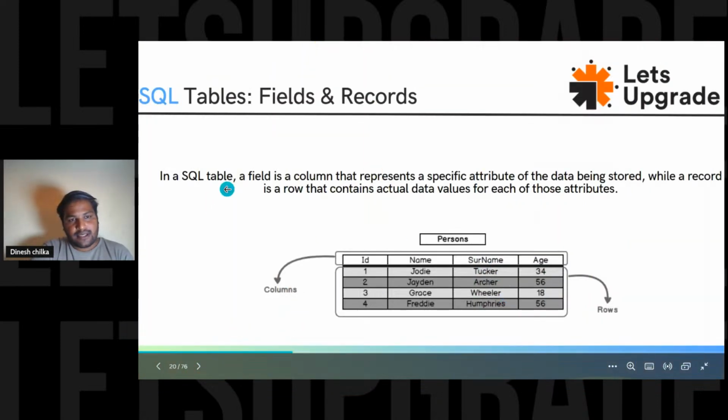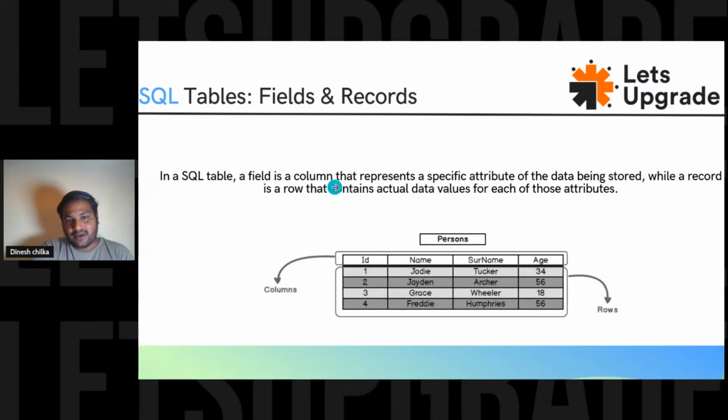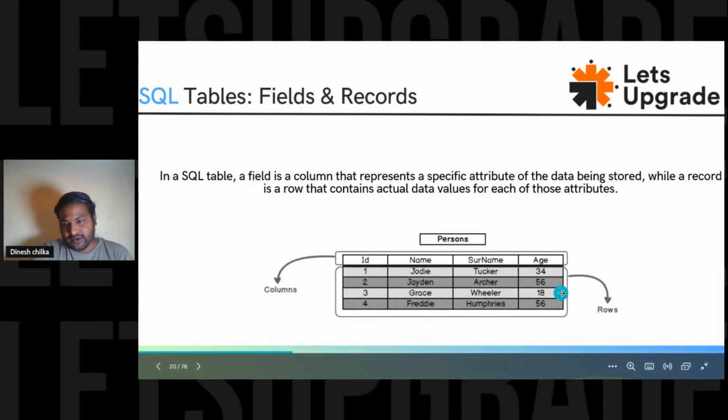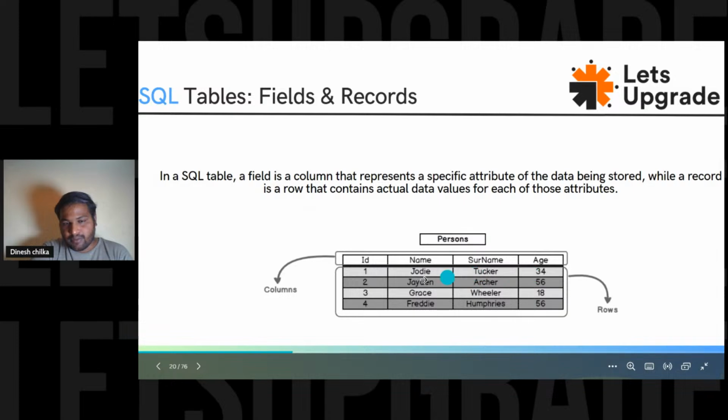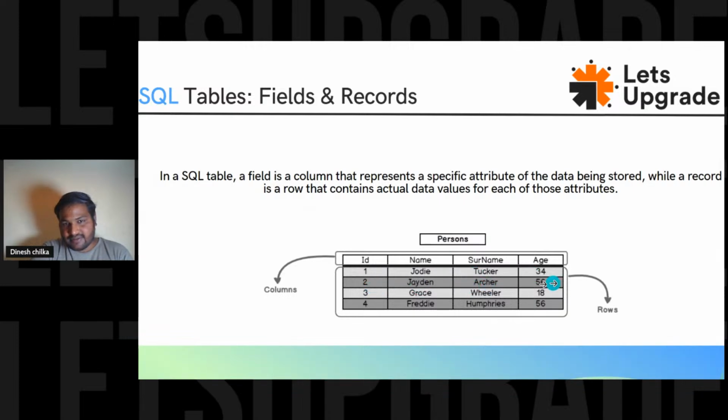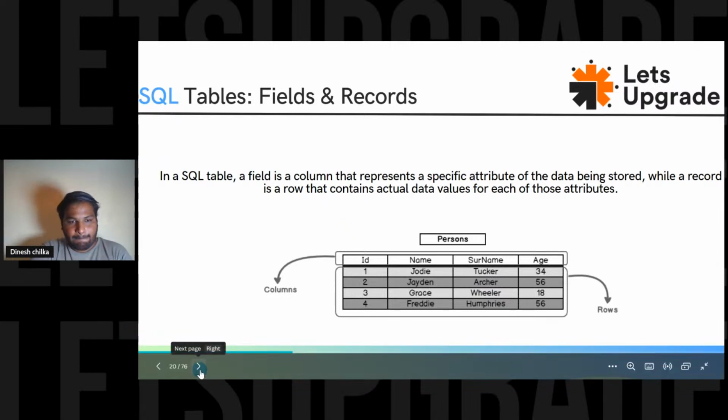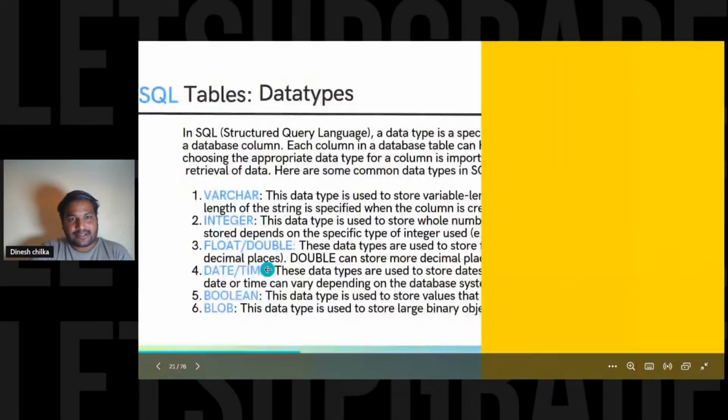If you see the SQL table, a field is a column. Okay. What columns are there? ID, name, surname, age. These are the fields. When it comes to a row, that contains the actual values, while a record is a row. The records are: 1, July, Tucker, 34. 2, Jaden, Arcade, 26. These are the records. You can call these records rows. So this is nothing but fields and records. Okay, so go to the next.